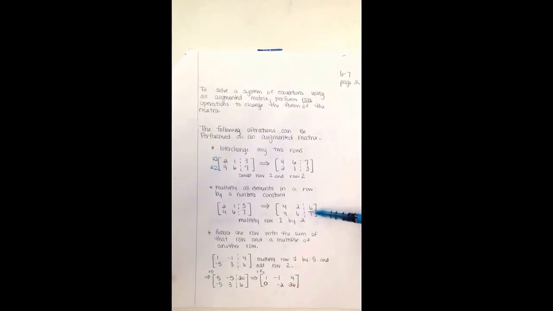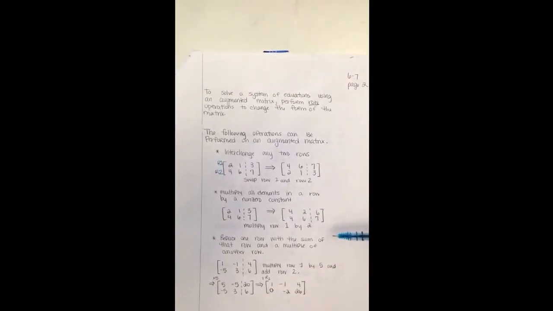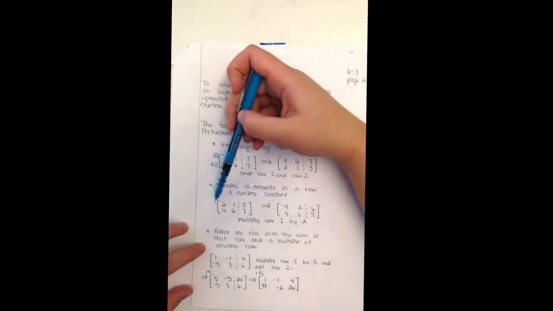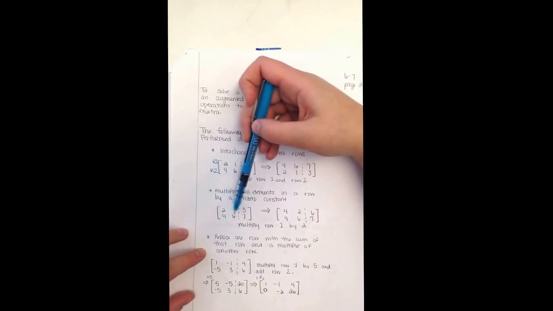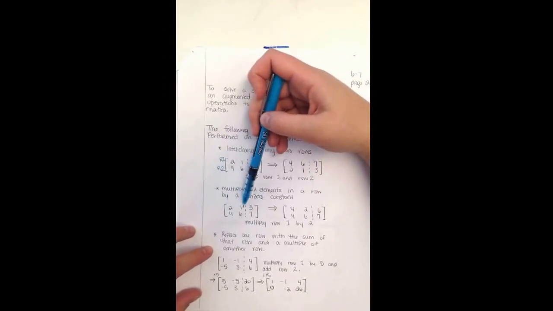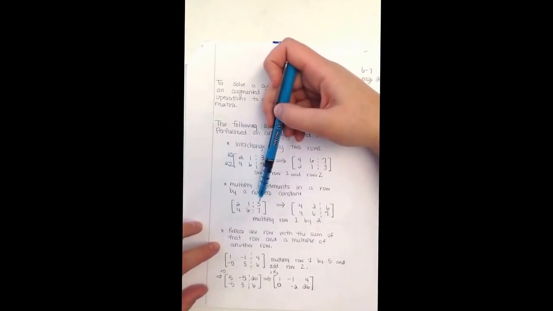You can also multiply both rows by different numbers. That's fine. The biggest thing is if you multiply a row by a constant, you have to multiply the whole row. So I can't just multiply the 2 and the 1. I have to include the 3.